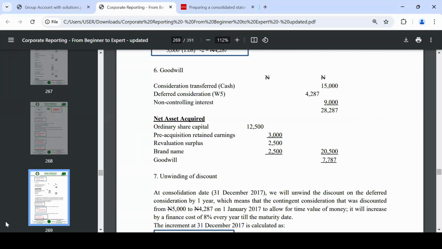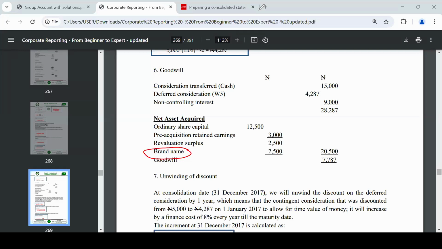Okay, and then you will see brand name show up. This brand name is showing up as well. Like I mentioned, it is part of the net asset that was acquired. So therefore, it is going to show up on your consolidated statement. It will never show as a separate line item under assets in the book of ESCO, but it will show up in your consolidated statement of financial position. I have told you why already.